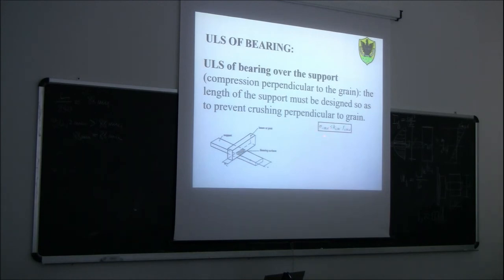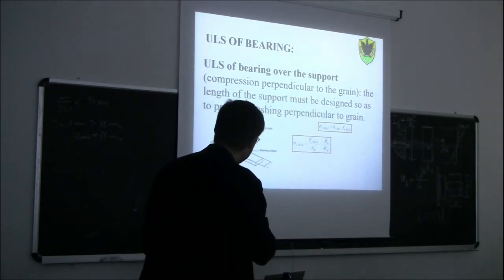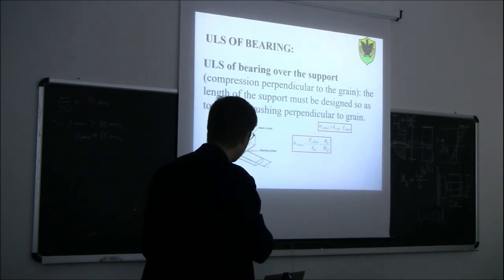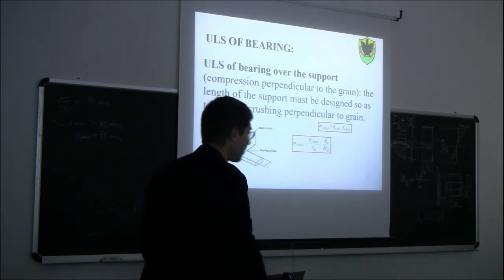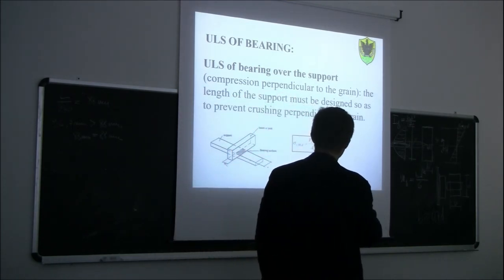The verification is that sigma C90D, so the stress in compression perpendicular to the grain over the support due to the ultimate limit state design load, shall not exceed the design strength in compression perpendicular to the grain times this factor KC90. Sigma C90D is calculated by dividing the force perpendicular to the grain, so the restraint reaction, by the effective bearing surface, which is the breadth of the beam times the effective width.